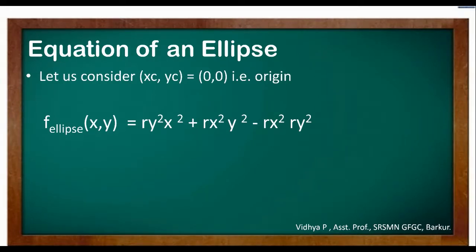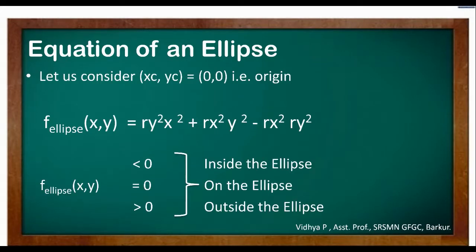Here, given a point x comma y, we can check: if f ellipse of x comma y is less than 0, we can say the point is inside the ellipse. If it is equal to 0, we say the point is on the ellipse, and if it is greater than 0, we say the point is outside the ellipse.